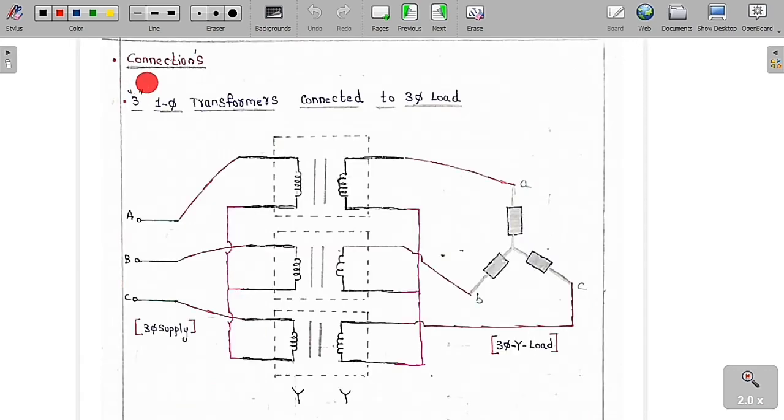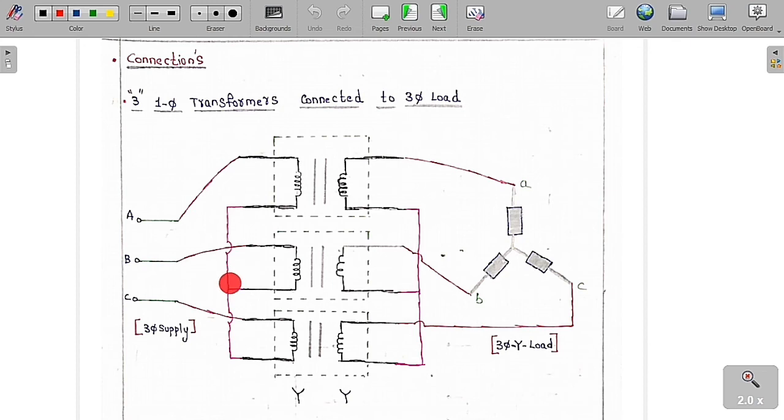Now we are going to discuss the different types of connections in transformers. Three single phase transformers connected to a 3 phase load. By using 3 single phase transformers, we make a 3 phase transformer and connect it to a 3 phase load. This is transformer 1, transformer 2 and transformer 3. Each has a primary winding and a secondary winding. All the primary windings we have connected in a star connection.